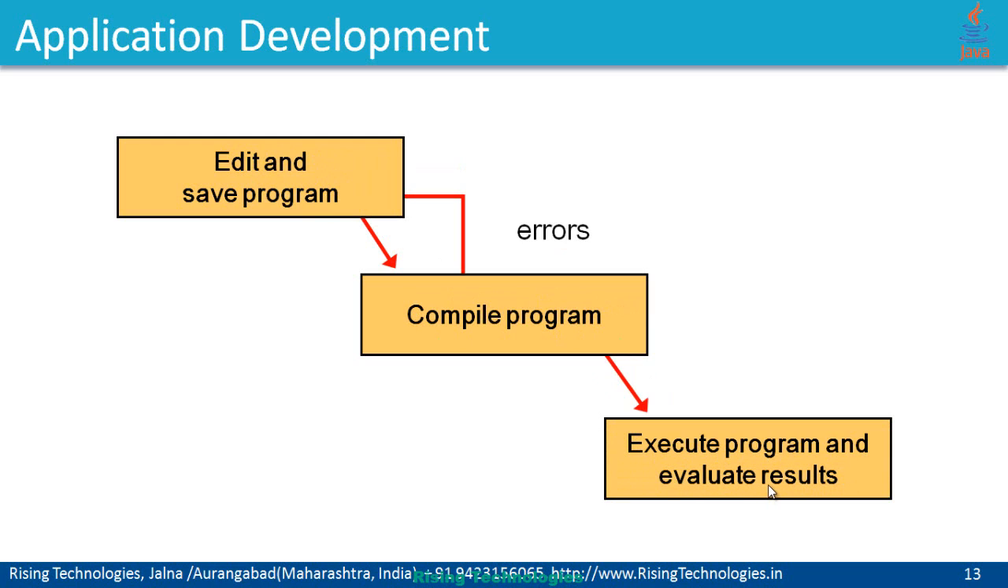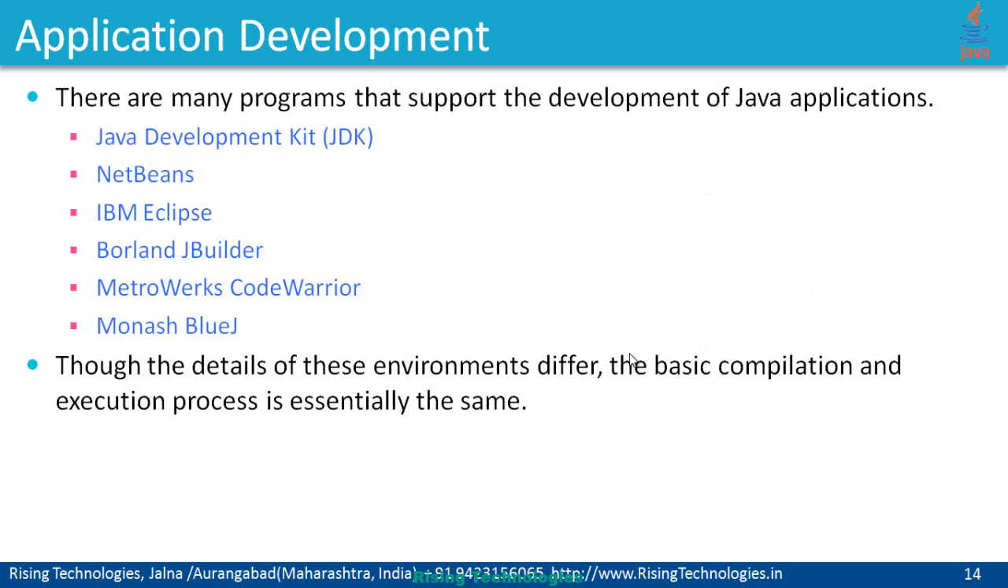If your program is executing but it is producing incorrect results, that may be due to some incorrect formula or something like that. So you need to again fix these errors, edit your program, save your program, compile it, and again execute and evaluate the results. If the result evaluation is successful, that means you can say your program is working perfectly.